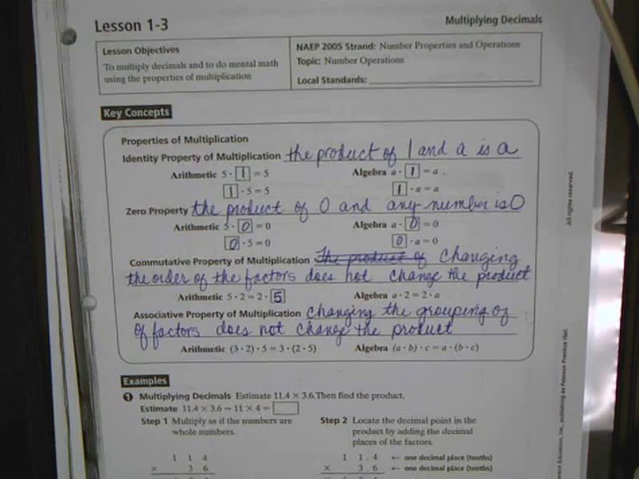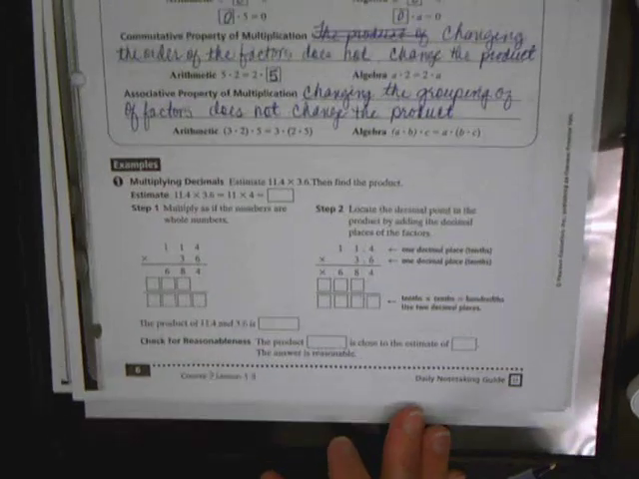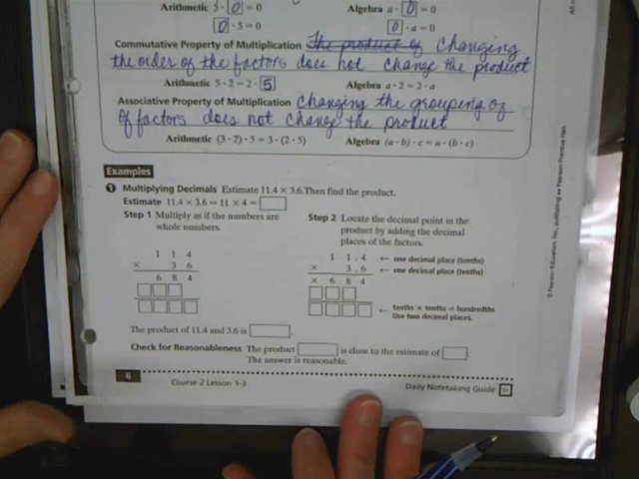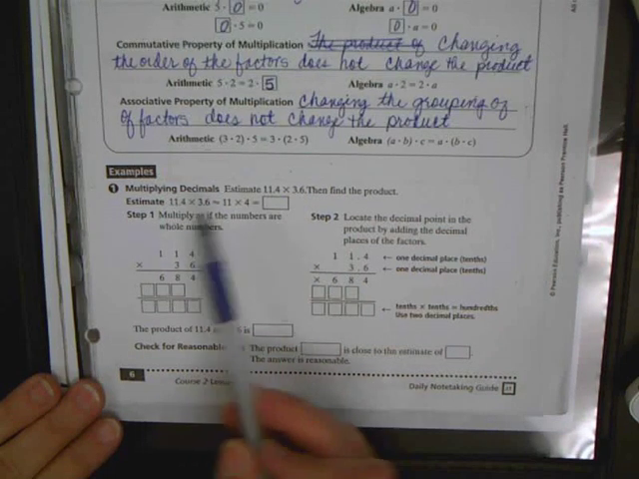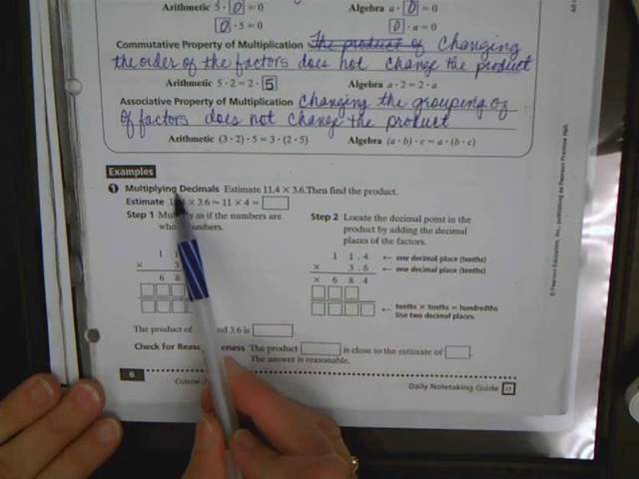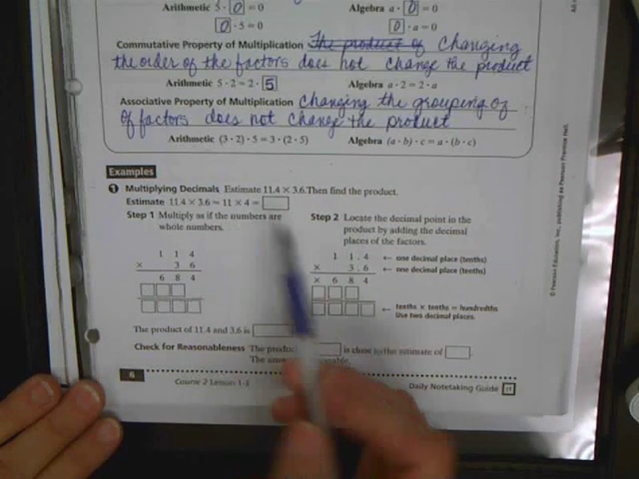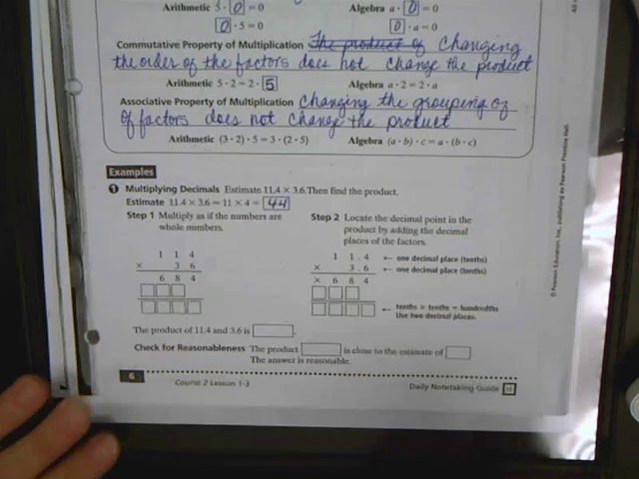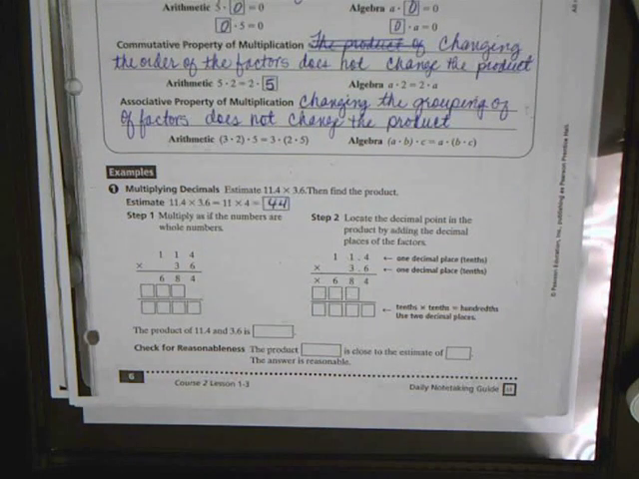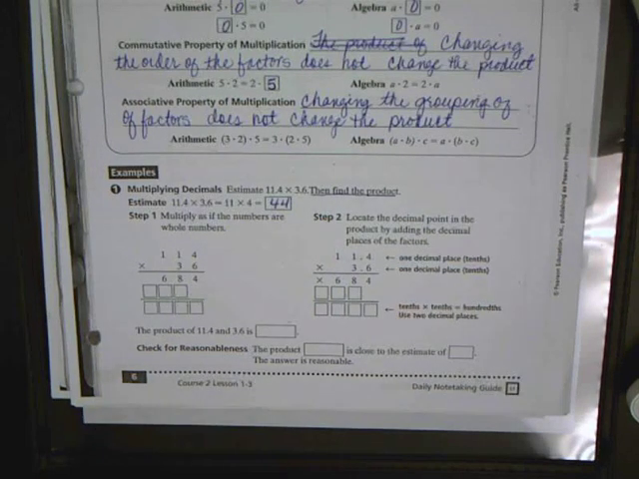Okay, so let's look at our first example that we have here. First of all, we can estimate so that we know if our answer is somewhere in the ballpark. So we're going to round 11.4 to 11 and 3.6 to 4, so that our estimate is 44. So that tells us our answer has to be somewhere around 44. The second step is to find the product. Remember, product is the answer to a multiplication problem.